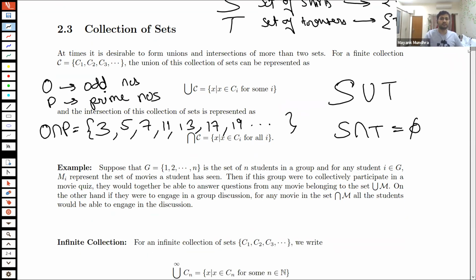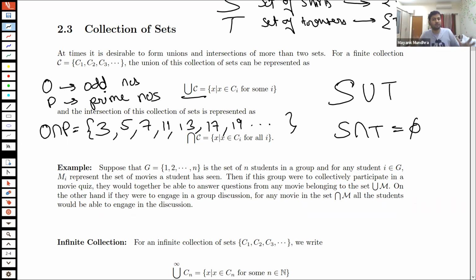So that's intersection of two things. Now, suppose you take intersection of multiple sets like this. Suppose there's a set of odd numbers, a set of prime numbers, a set of numbers divisible by 5, numbers divisible by 100, and so on. So you could have n different sets. Okay, so union of C is just the union of each of these sets.